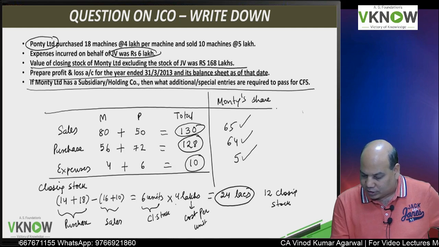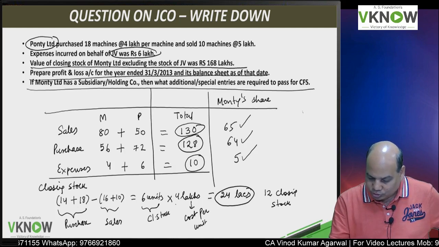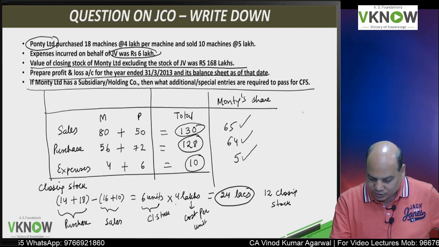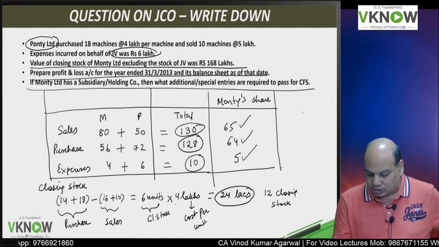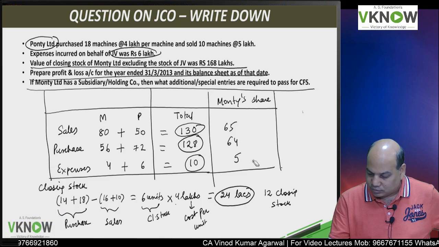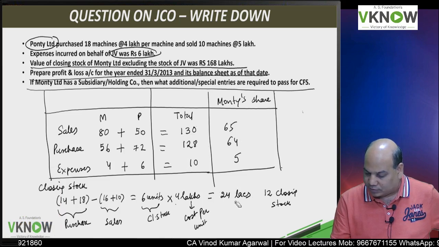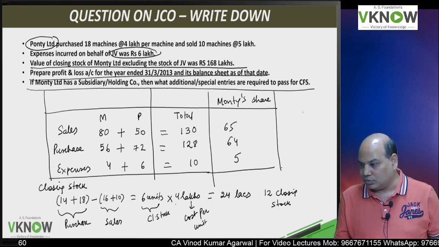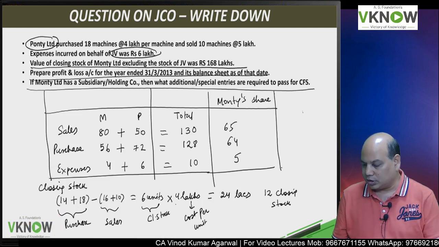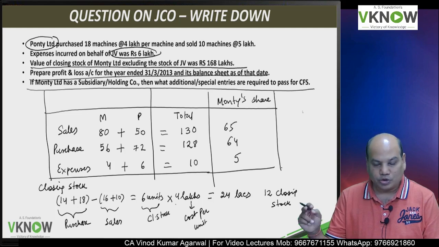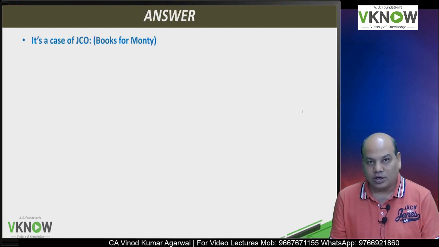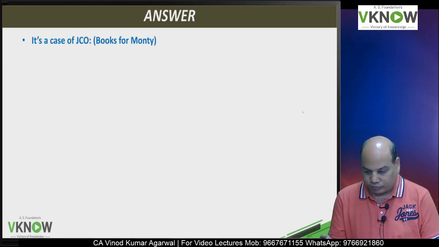In case you are an interested candidate, you can note down this kind of explanation provided to you, but otherwise it is not required. What you have to exactly write in the exam, now I'm going to tell you. Okay. So this 12 lakh closing stock will be shown in Monty's books. Students will now write the answer.